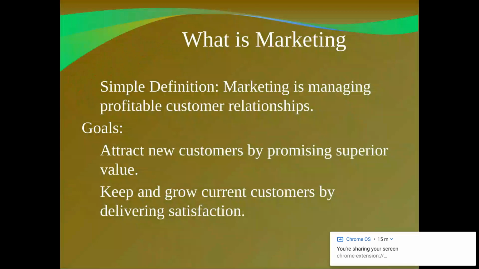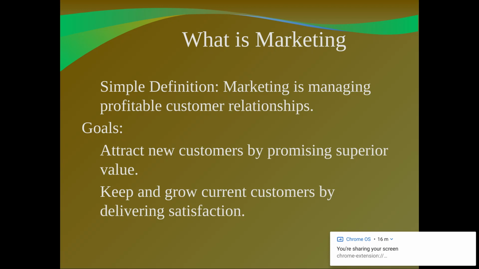Now, when we have discussed marketing, we are discussing its goals. So, what are the goals of marketing? The first is to attract new customers by promising superior value, and then keep and grow current customers by delivering satisfaction. There are two elements in it. First, we marketers have to attract new customers by promising superior value compared to competitors, and then keep and grow current customers by delivering satisfaction. First, we have to identify potential customers and bring them into our herd. And second, we have to retain our earlier or present customers.